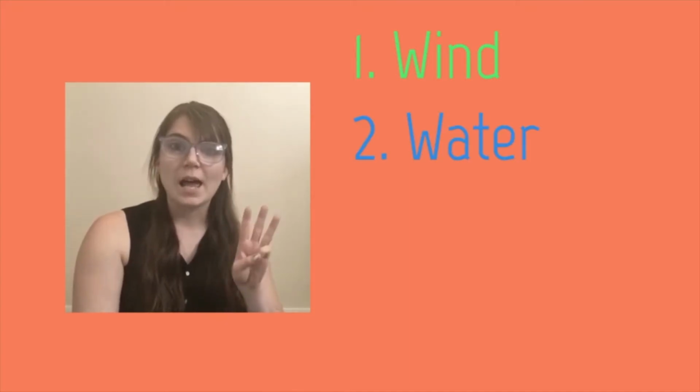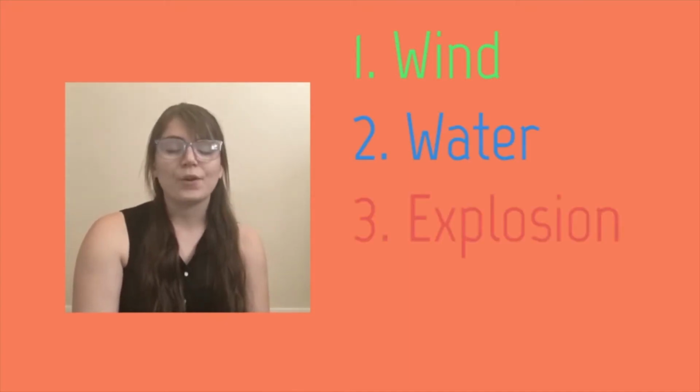So the first one is wind. The second one is water. The third one is explosion. And the fourth one is animals. All right, get up and find yourself a space because we are going to act out the different types of seed dispersal. So the first one, do you remember, was wind.